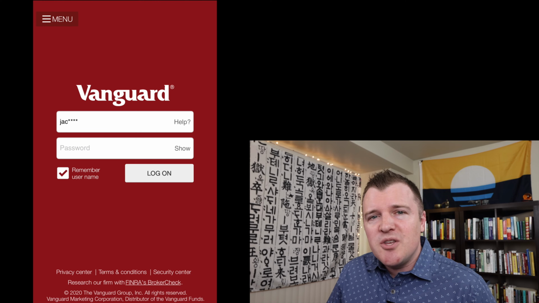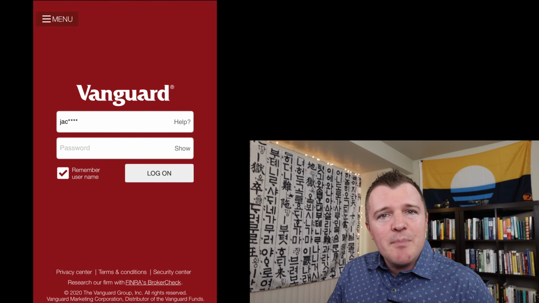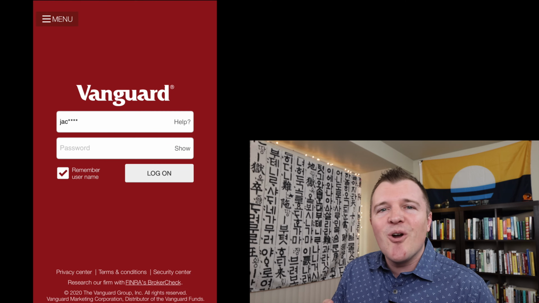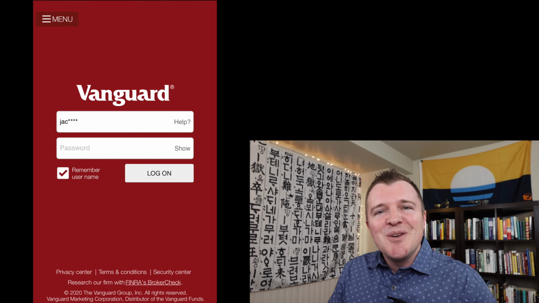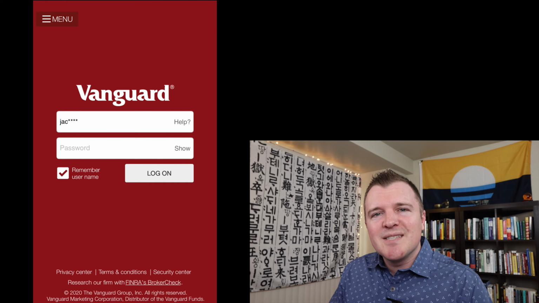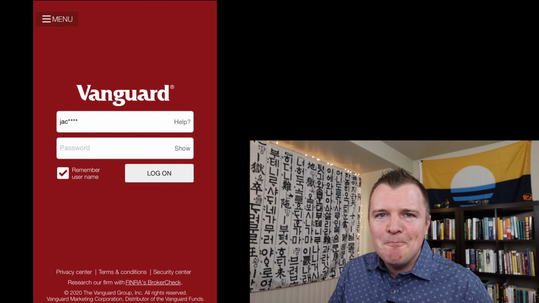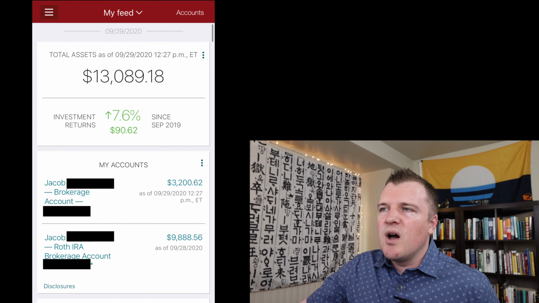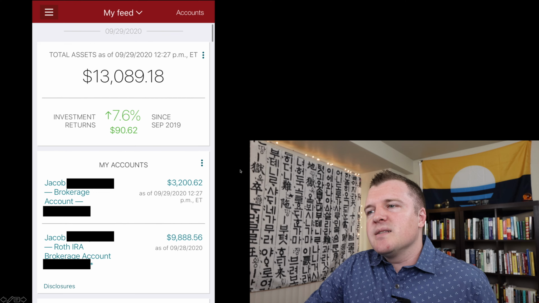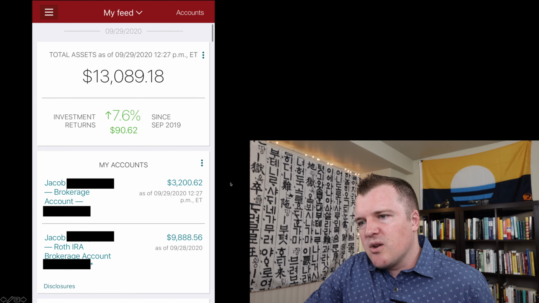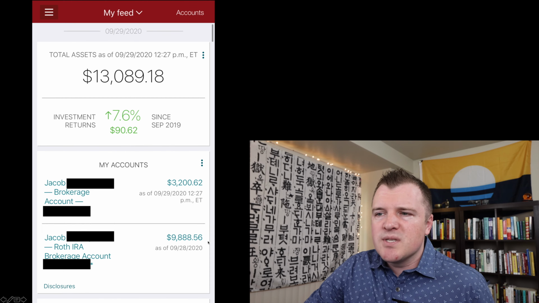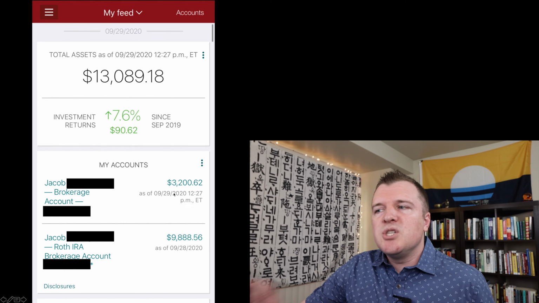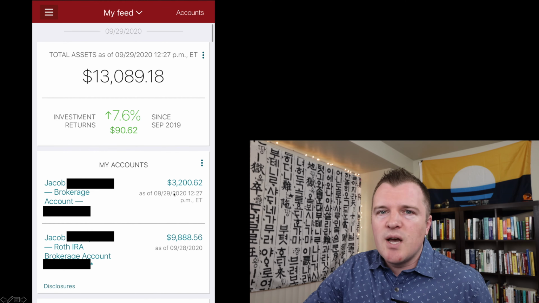So of course, the first thing you gotta do is download the app, create an account with Vanguard, and fund that account. You must do all that before you can buy and sell stocks on their mobile app. But once you've done all that, this is what the interface looks like when you first log on. This is my feed. And I currently have two accounts with Vanguard. I have a Roth IRA with almost $10,000 in it, and then I have an ordinary brokerage account where I just put $3,200 this week.